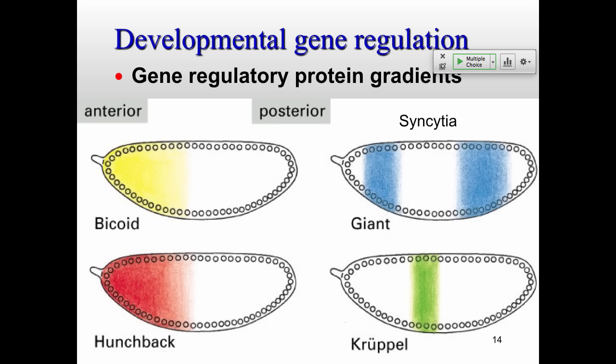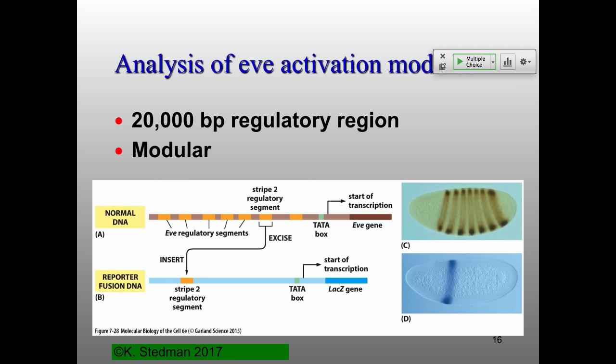So when you say even skipped, unless this isn't important, when you say even skipped, does that mean it's going to skip stripe 2 regulatory and stripe 4 and stripe 6?